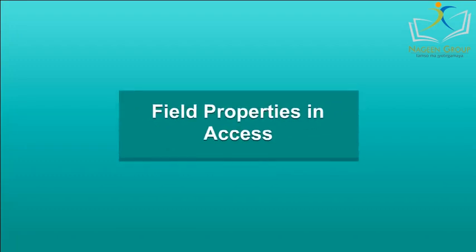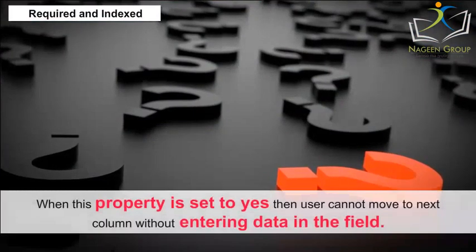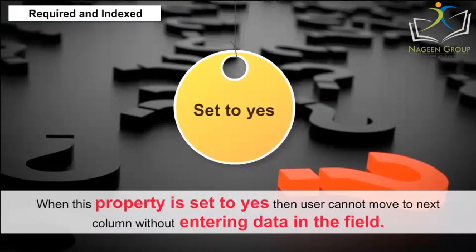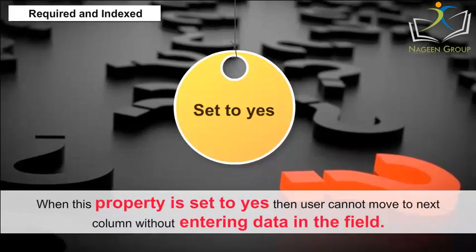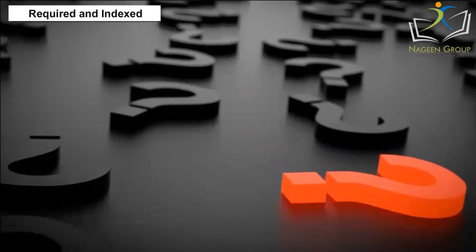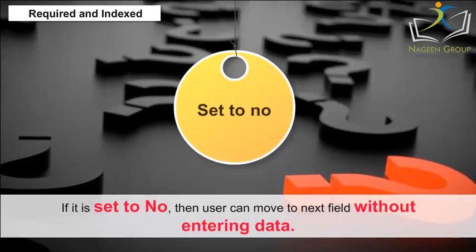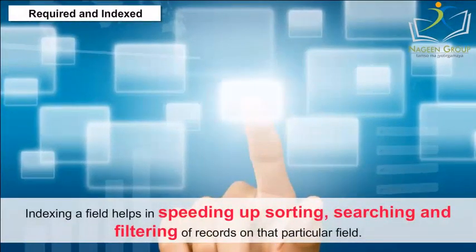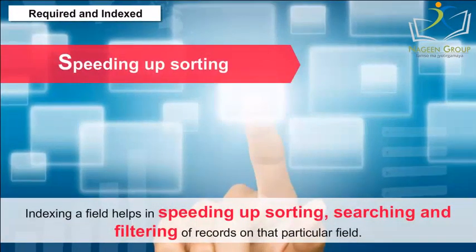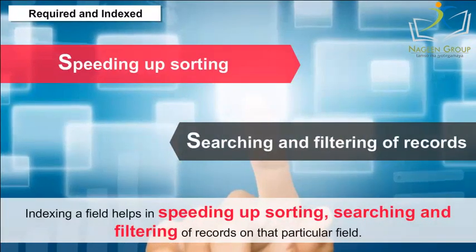Field properties in Access. Required and indexed. When this property is set to yes, then the user cannot move to the next column without entering data in the field. If it is set to no, then the user can move to the next field without entering data. Indexing a field helps in speeding up sorting, searching, and filtering of records on that particular field.